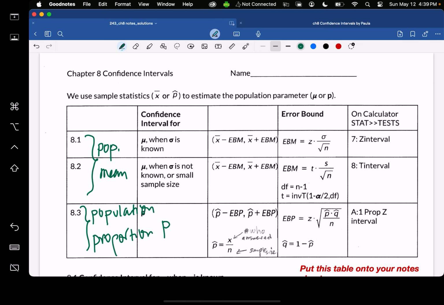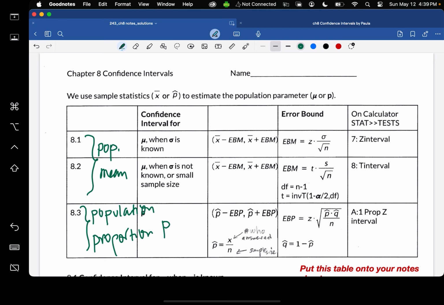If there's no mention of a percentage of the population, then we must be talking about rabbit weight, and that would be the population mean rabbit weight, or the population mean age of a student, or something like that. So these would be both population mean situations.